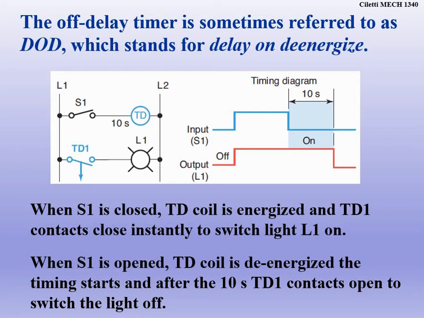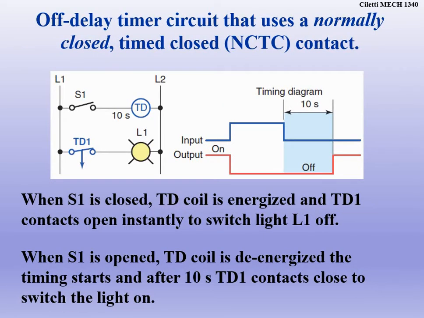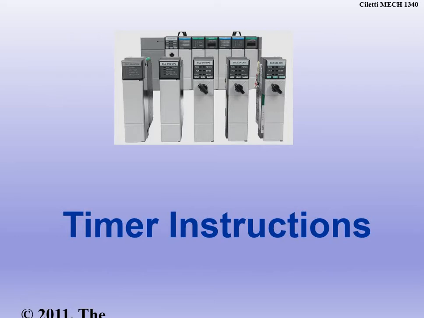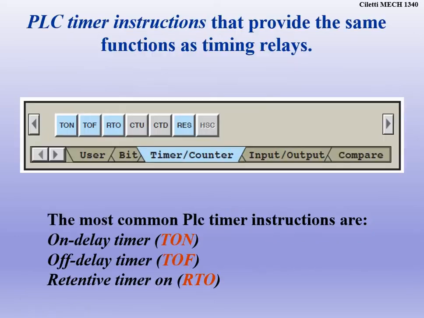But just understand that, with the on-delay timer, you close the switch, it starts counting. With the off-delay timer, it's going to start counting when you de-energize, so when you open the switch. So that's where they're kind of backwards from each other when you use the off-delay versus the on-delay. Okay, and you can see this is a different scenario here using the normally closed off-delay versus the normally open off-delay.